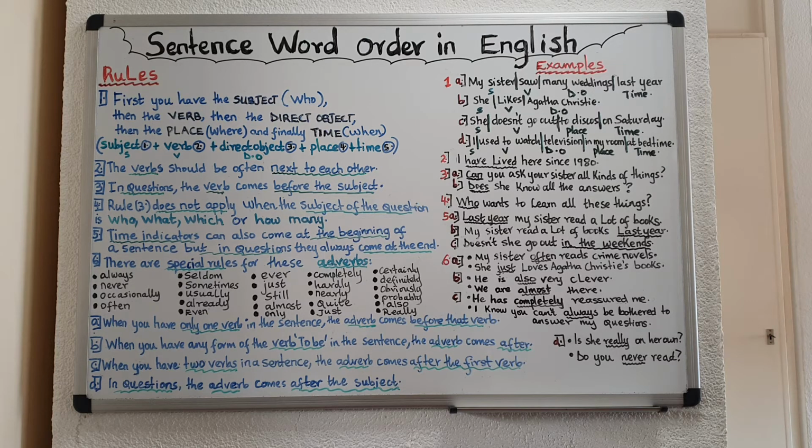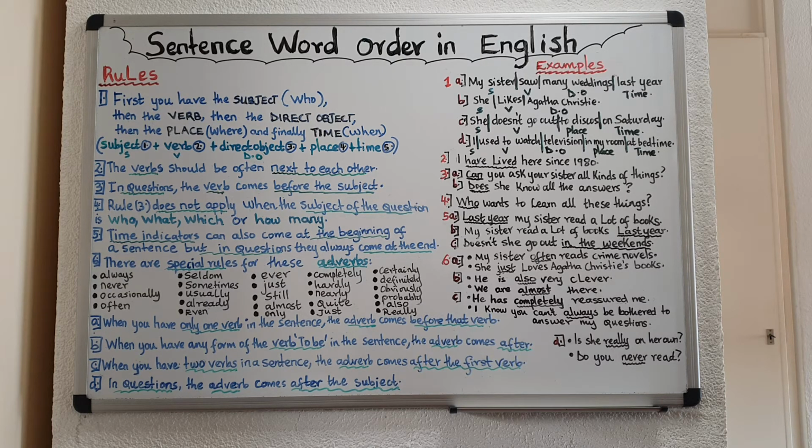Rule number 4 is that rule number 3, that is, in questions, the verb comes before the subject, does not apply when the subject of the question is who, what, which, or how many. So if you want to begin your sentence with who, what, which, or how many, then in that case, the verb does not come before the subject. I repeat, if you want to formulate a question that is going to begin with who, what, which, or how many, then the verb does not come before the subject.